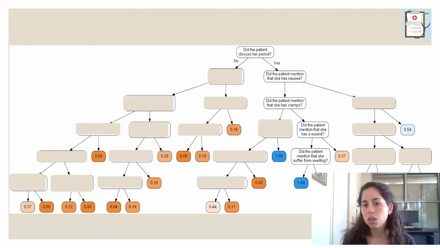Let's look at an example of good agreement between the doctor and the algorithm. This path got a score of 1 from the algorithm and a very high score from all the doctors that rated it. So, did the patient discuss her period? Yes. Did the patient mention that she has nausea? No. Did the patient mention that she has cramps? Yes. Did the patient mention that she has a wound? No. Did the patient mention swallowing problems? No.